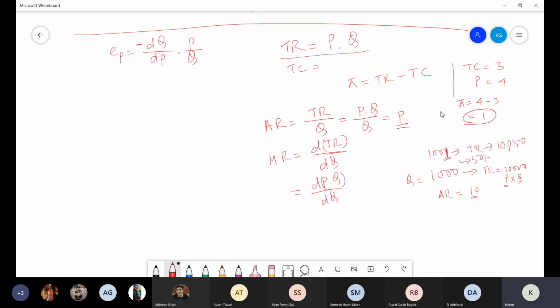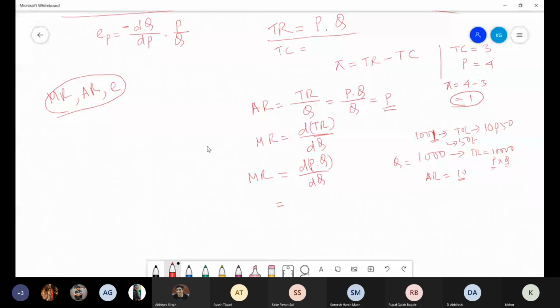What I am trying to show is the relationship between marginal revenue, average revenue, and elasticity. I am trying to establish a relationship among these three. So in this case, you are getting marginal revenue equal to this. Or in another way, if you simplify it, you will find P plus Q into dP by dQ. If you bring out P outside, it will be P times 1 plus Q by P into dP by dQ.